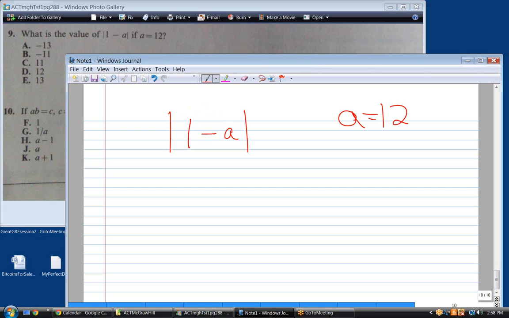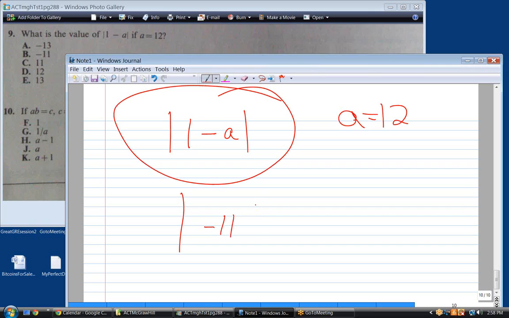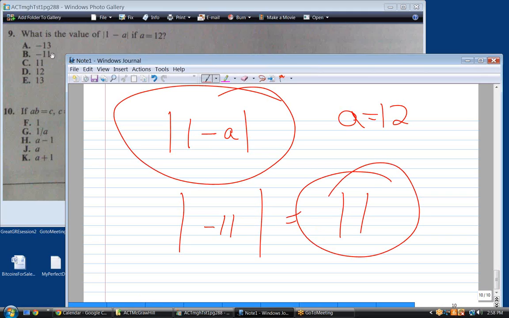So if A is 12, what does that equal to? Negative 11. Okay, that's what the inside is equal to. So I've got this, but what's that equal to? Does it equal 11? 11. Not negative 11, but positive 11. And notice they do put both answers on there. So if you didn't know what absolute value was, you might answer minus 11. But that would be wrong.